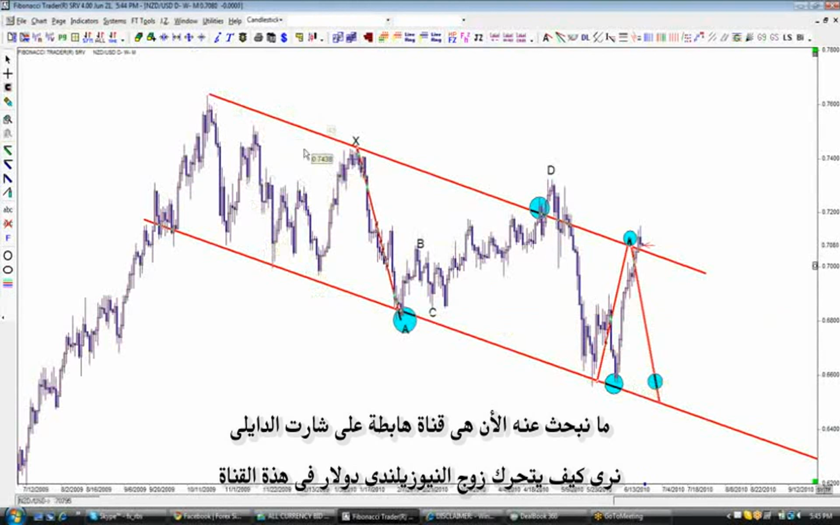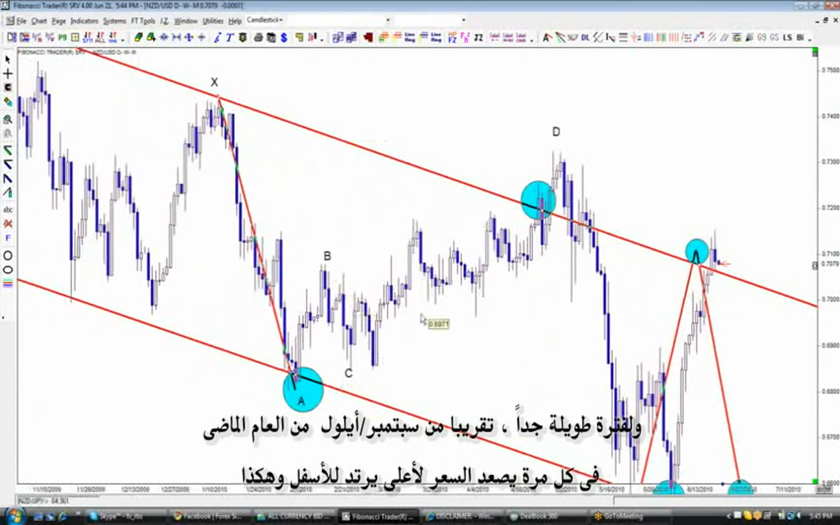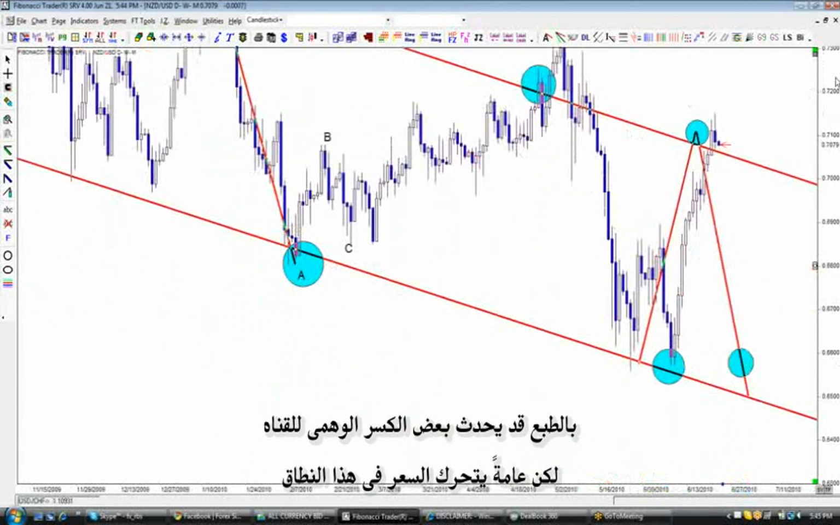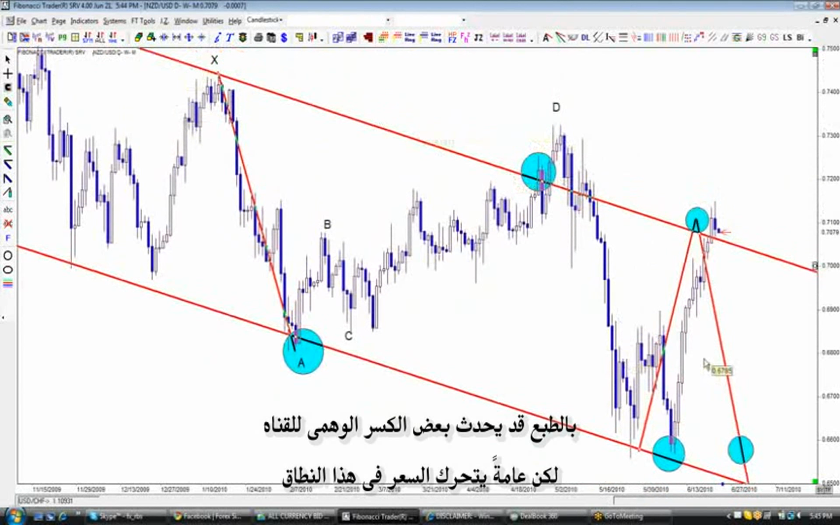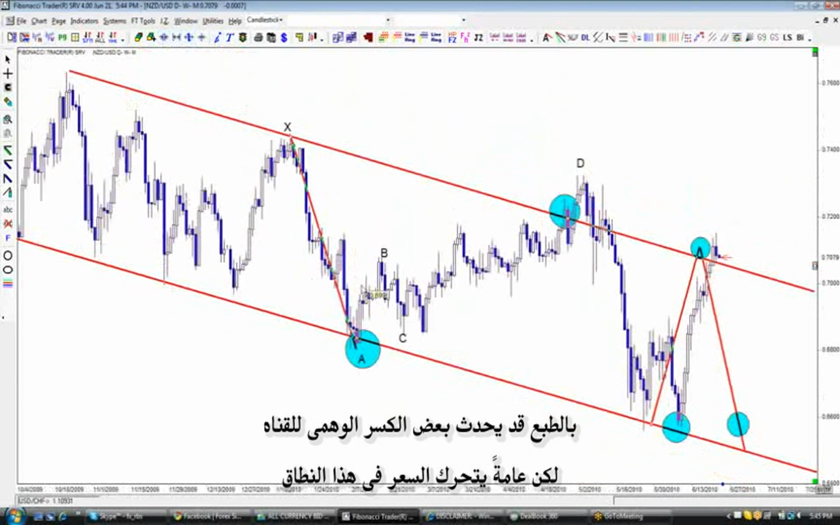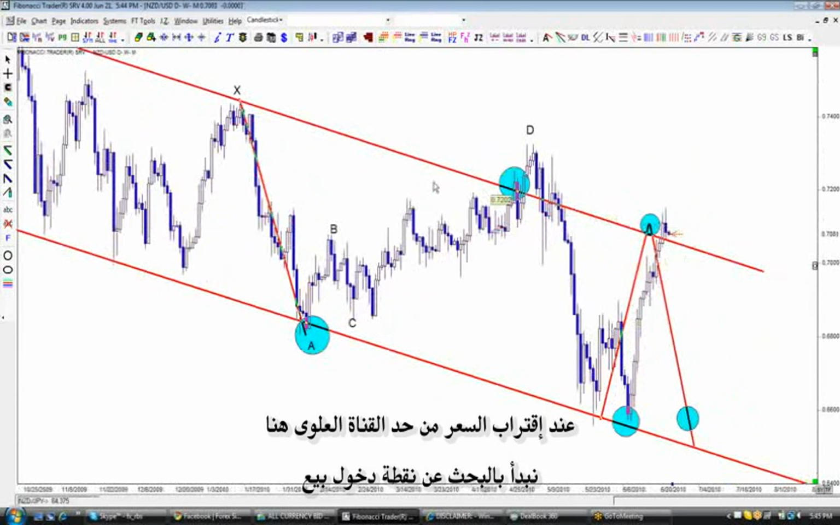You guys can see how well New Zealand dollar has been trading in this bearish channel for a very, very long time. This is still since September last year. Every time price goes to the top, bounces, goes to the bottom, from the bottom goes to the top. Of course, we can have little breaks above and below, but in general, price is trading in those ranges. Now, as price gets close to the top side of the channel here, we can start looking for bearish opportunities.